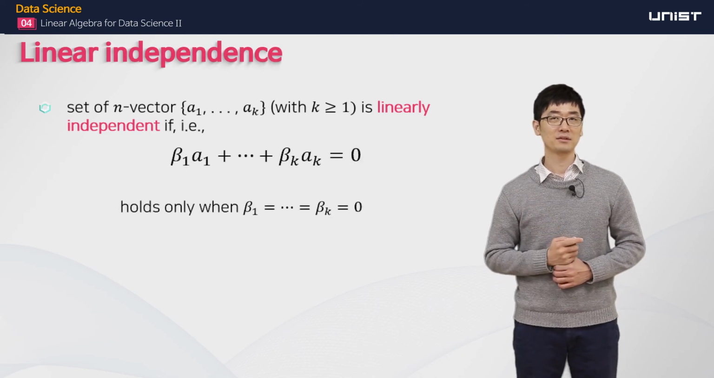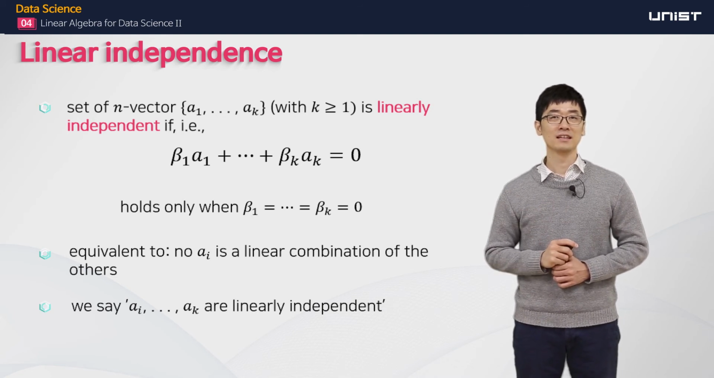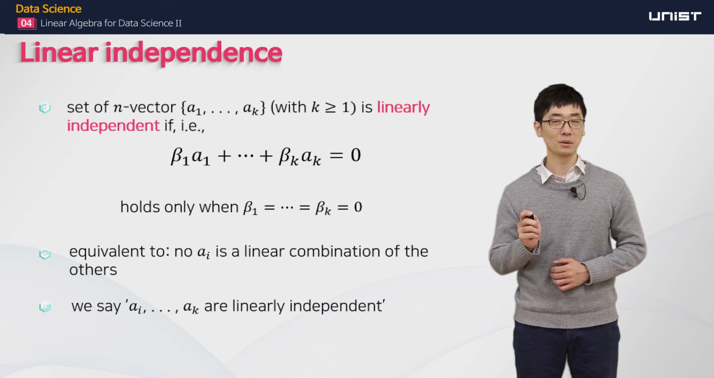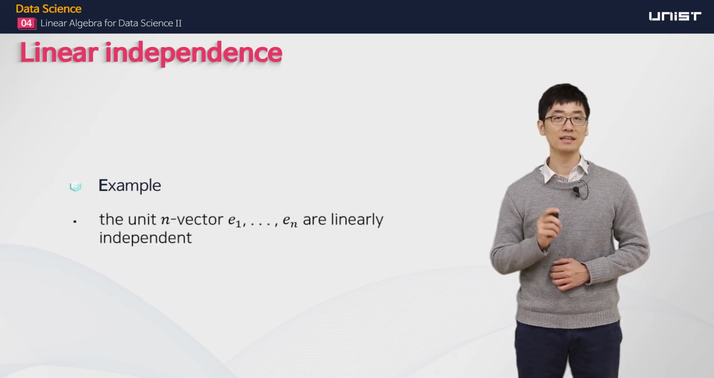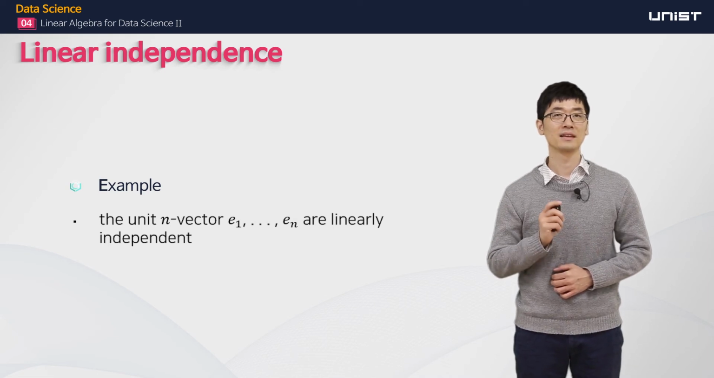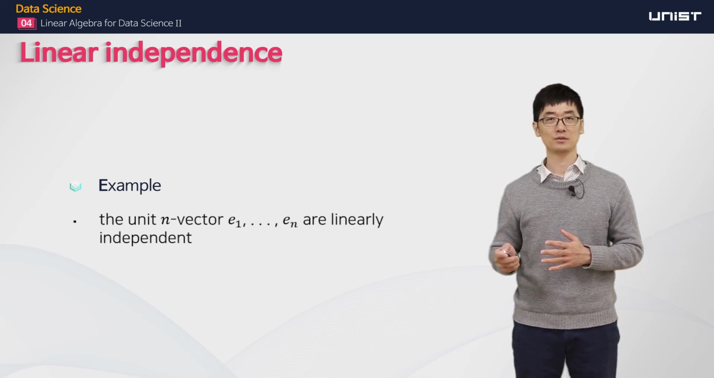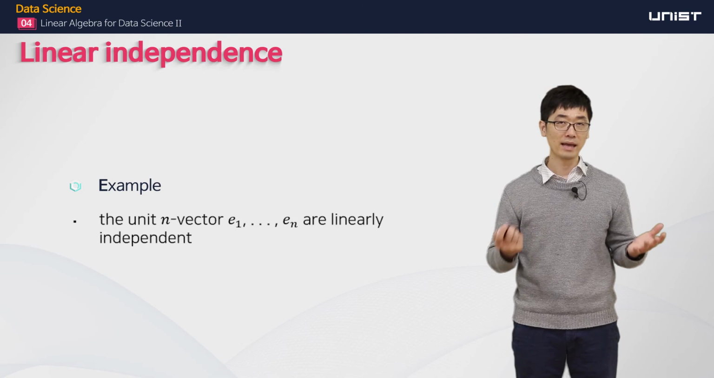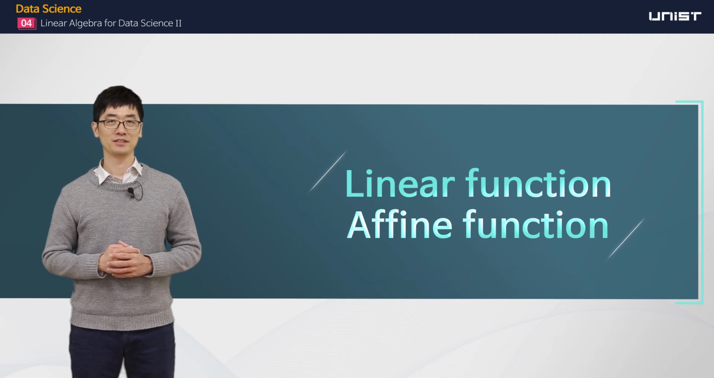Similarly, a set of n vectors is linearly independent if it is not linearly dependent, or the linear combination of them equals 0 holds only when all coefficients are 0. For example, unit vectors are linearly independent. The concept of linear independence is very important in data science because it is directly related to matrix factorization and dimension reduction techniques. Now I'm going to introduce linear and affine functions.